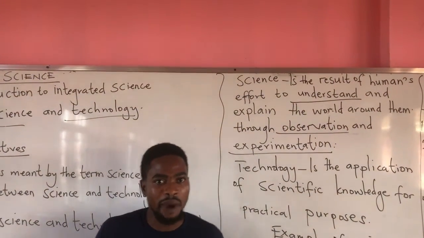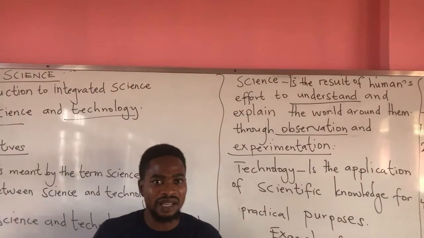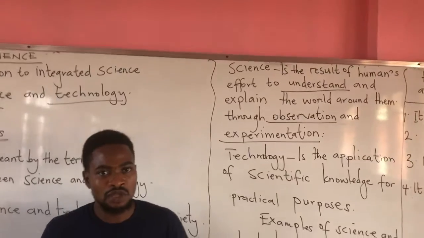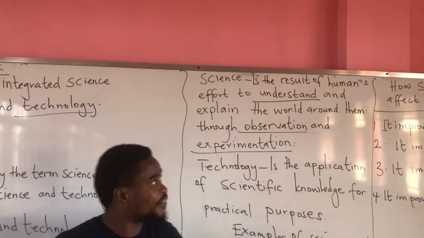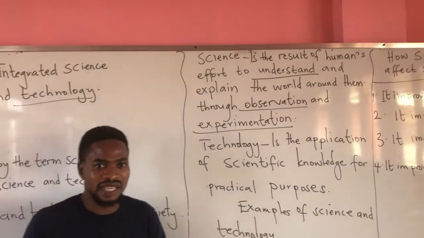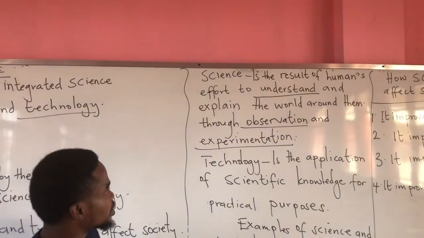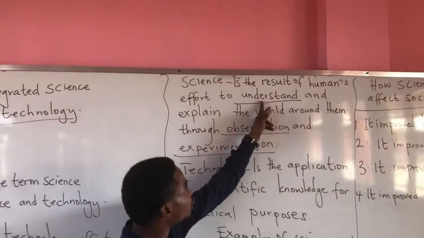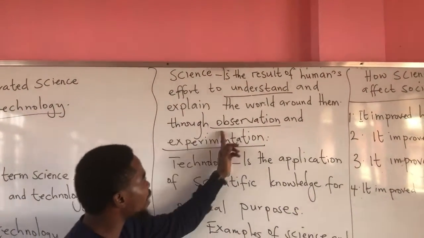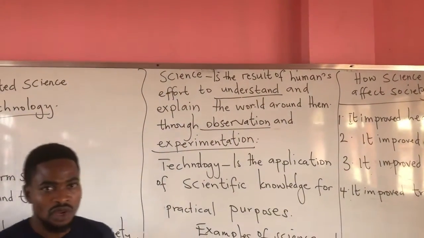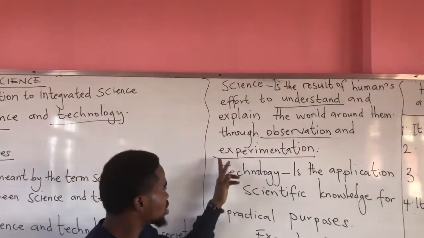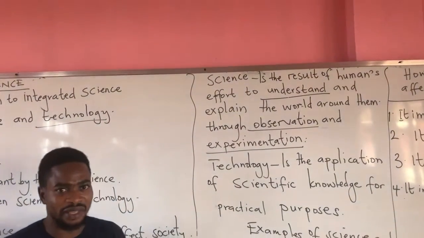We also learn about the Earth and the other planets, as in our previous lesson. It's also part of science. So science is the effort that humans put together to understand certain things in our natural environment. First of all we have to understand. Now to understand, we have to observe the thing. When we observe the thing critically, then we try to experience the thing.